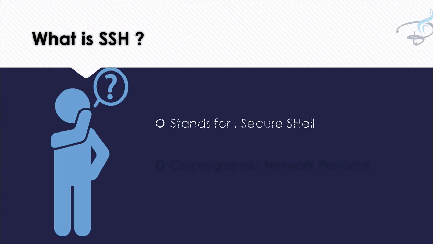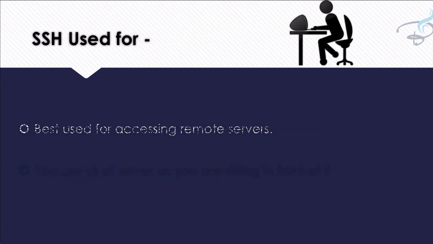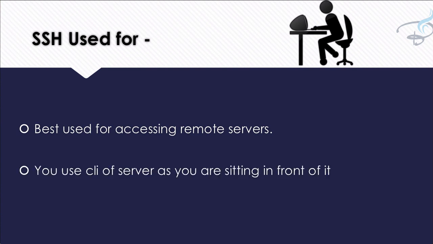SSH stands for Secure Shell. And what is it? It is a cryptographic network protocol. But what does that mean? Protocol, think about protocol as rules of transferring encoded data over the network. That's why cryptographic network protocol. That's okay. But what is this SSH used for? It is best used for accessing remote servers. When you use this SSH key, you will get the command line interface of the server, just like you sitting in front of a server which is situated far apart from you.